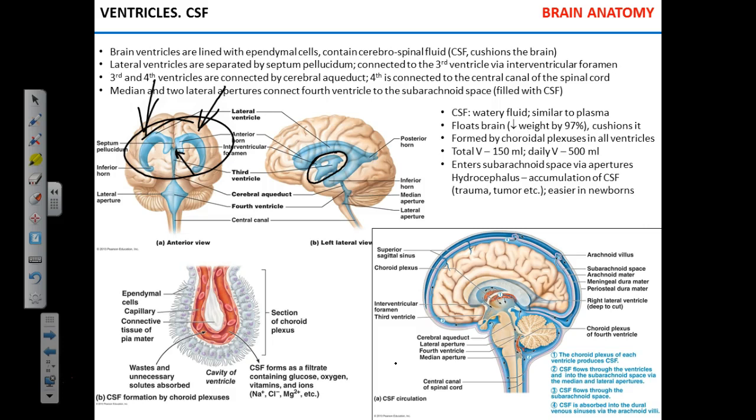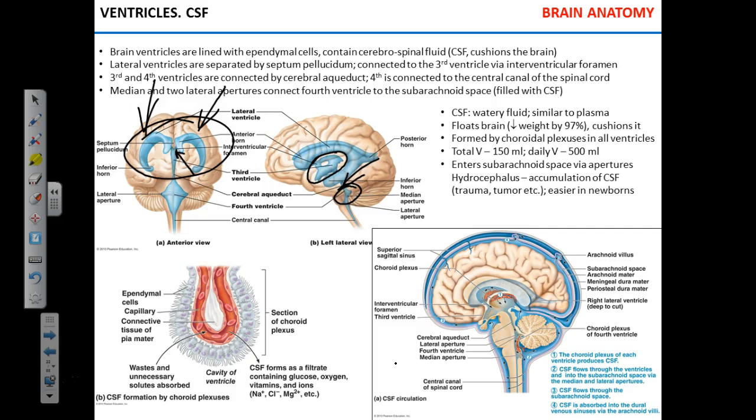Now, the third ventricle is connected by the cerebral aqueduct, or I think it's called the aqueduct of Sylvius, to the fourth ventricle. Right here. Can you see the cerebral aqueduct and the fourth ventricle? The fourth ventricle is that tail you can see on the very bottom. There's the fourth ventricle. And the third and fourth are connected by the cerebral aqueduct.